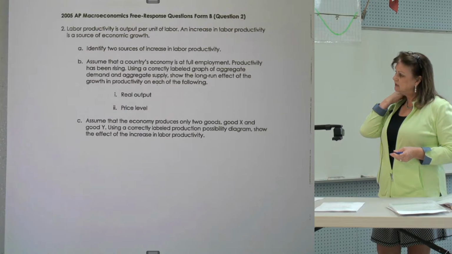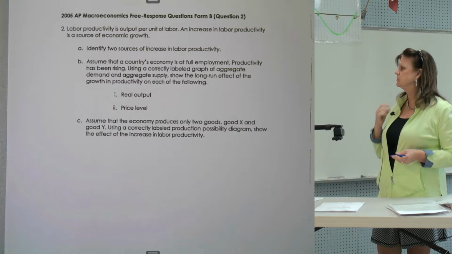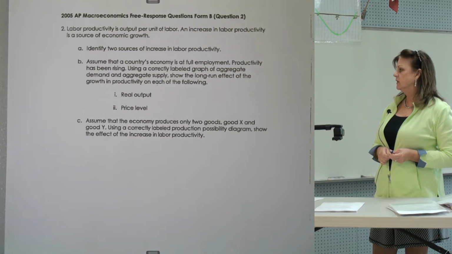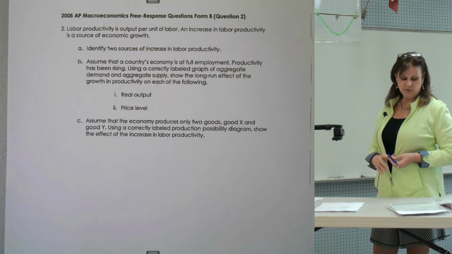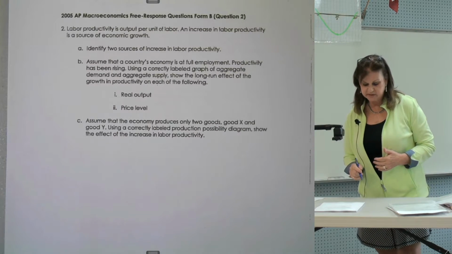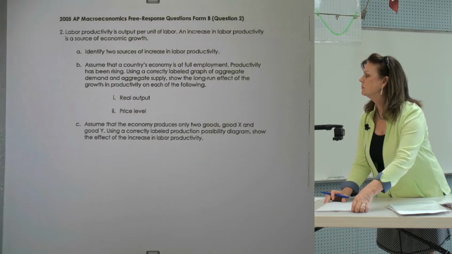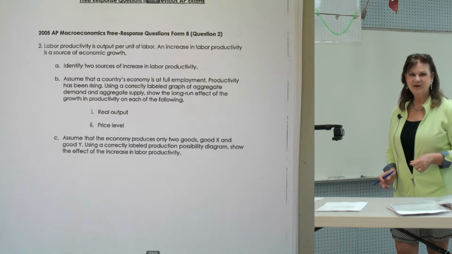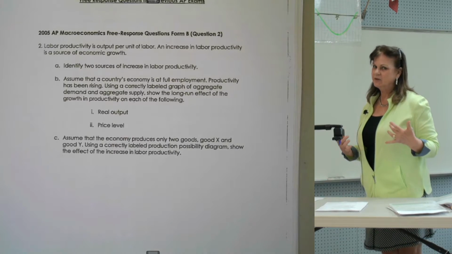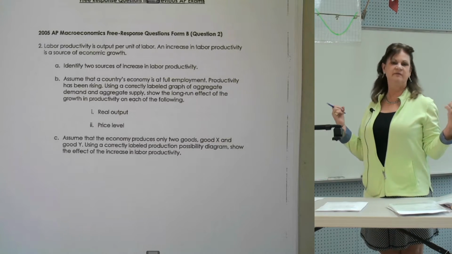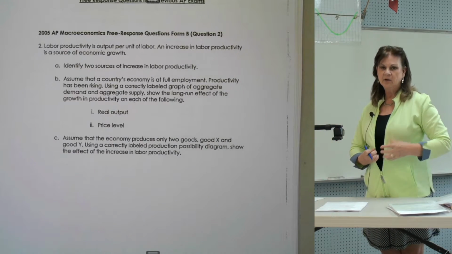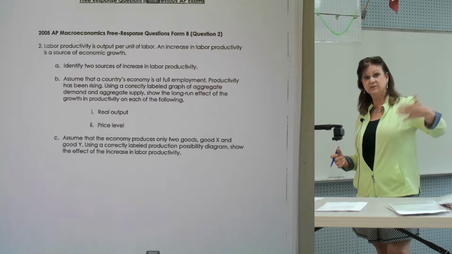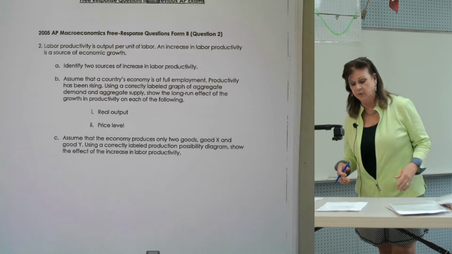And then C, assume the economy produces only two goods, X and Y. Use a production possibility diagram and show the increase in the labor productivity. So what would cause labor productivity to increase? Well, it's not just more people. Again, go back to, we could have a flood of immigrants, yay, which when we left last time, we were saying that is not a bad thing because our unemployment rate at that point was so low.